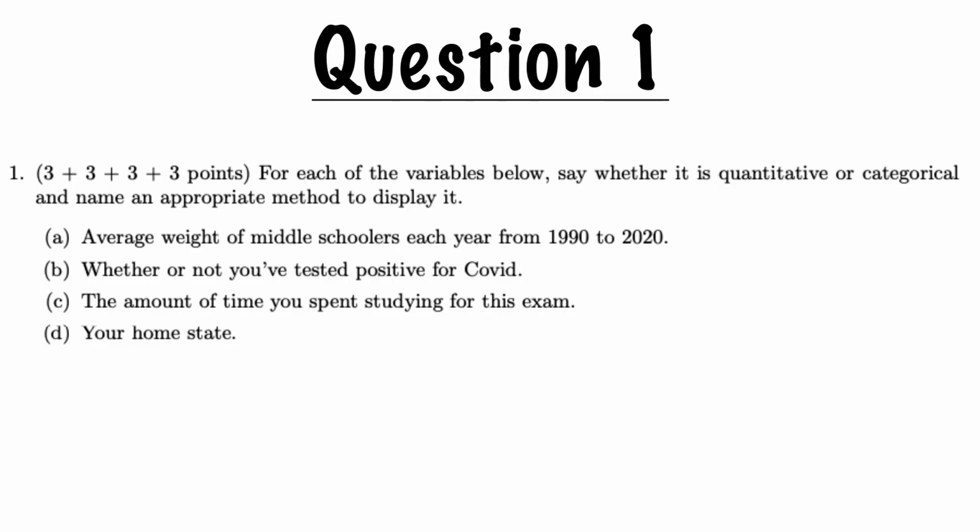Question 1. For each of the variables below, say whether it is quantitative or categorical, and name an appropriate method to display it. A. Average weight of middle schoolers each year from 1990 to 2020. B. Whether or not you've tested positive for COVID. C. The amount of time you spent studying for this exam. And D. Your home state.